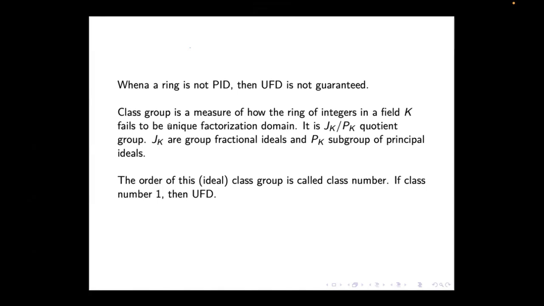fails to be a unique factorization domain. And the class group is nothing but this quotient group, where J_K is the group of fractional ideals and P_K is the subgroup of principal ideals. It will take us a while to get to these definitions properly. I'm just trying to motivate something here, that the class group tells you how factorization fails in a field. Now, a field is also an algebraic object where inverses are taken, not like a ring.